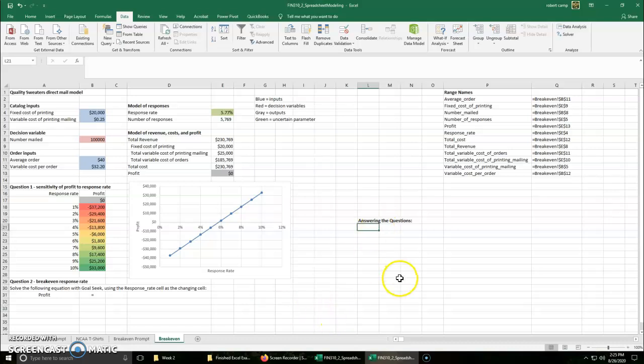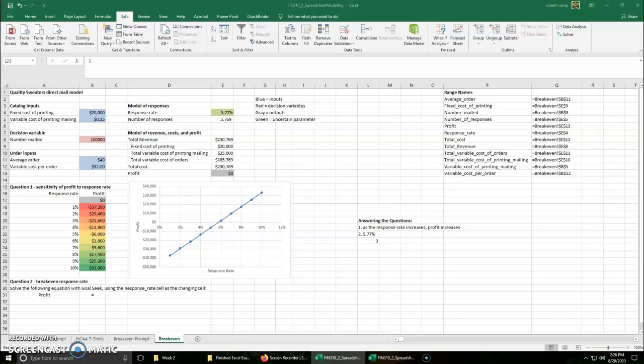So the answer to question 1 was profit, as the response rate increases, profit increases. Question 2 was, what's the break-even point? Well, the break-even response rate is 5.77%. And question 3, if we look back at the prompt, question 3, if the company estimates a response rate of 3%, should it proceed with the mailing?